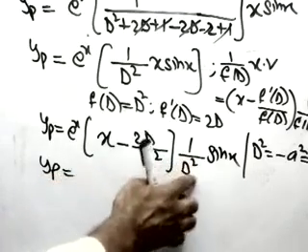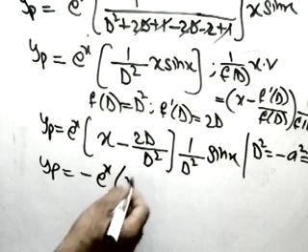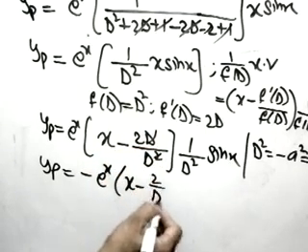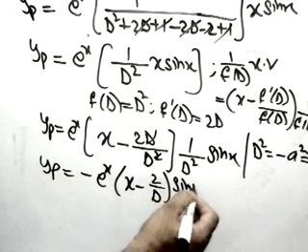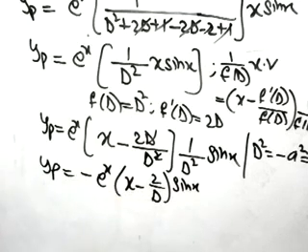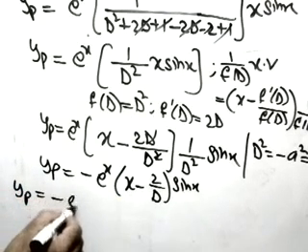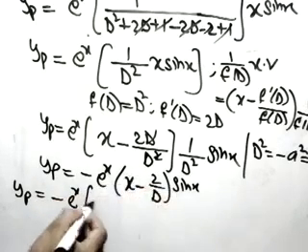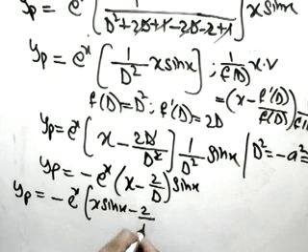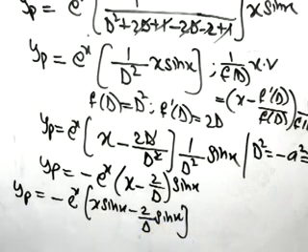So we can write like this: Yp equals minus e^x, this minus is written here, x minus 2D by D², and D will get cancelled. What is left here: 2 by D into sin x. Now let me multiply x into sin x. Two steps are left. Yp equals minus e^x into x sin x minus 2 by D into sin x.